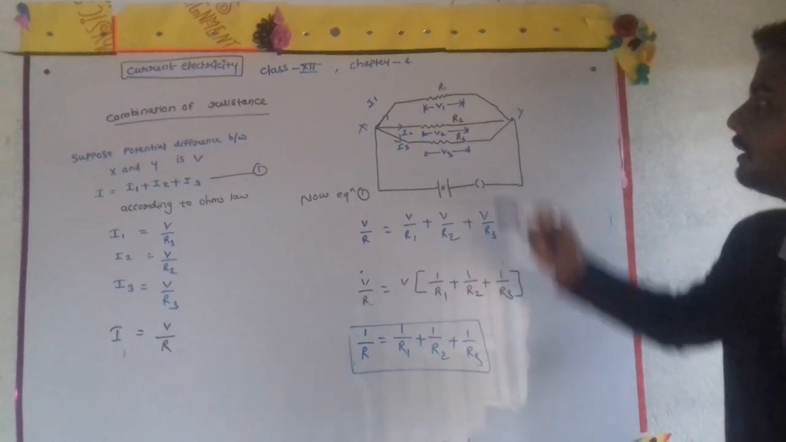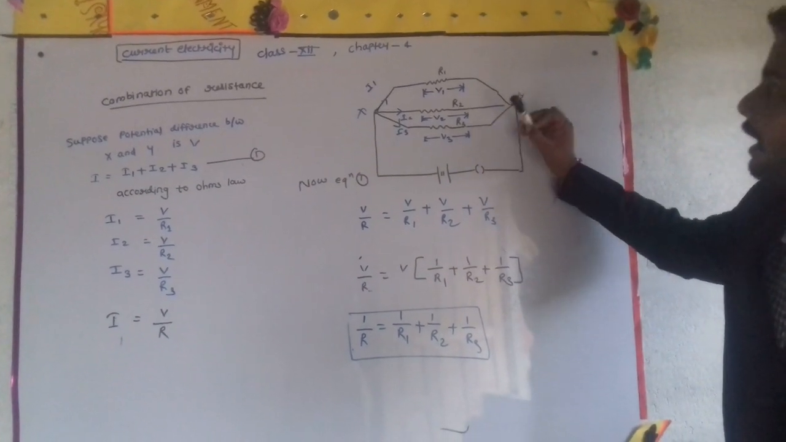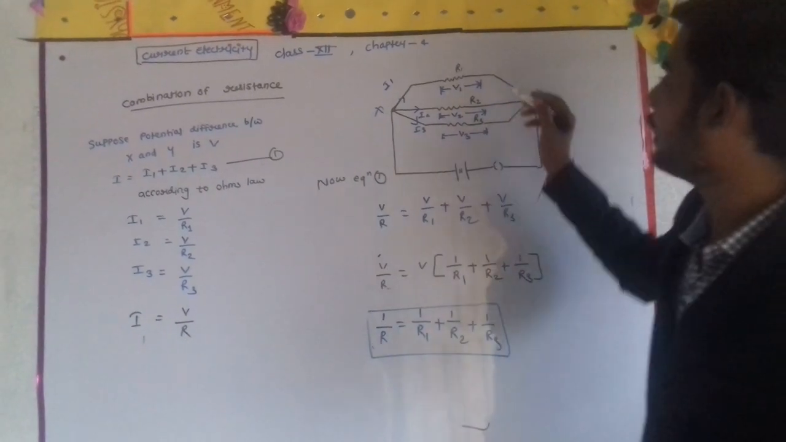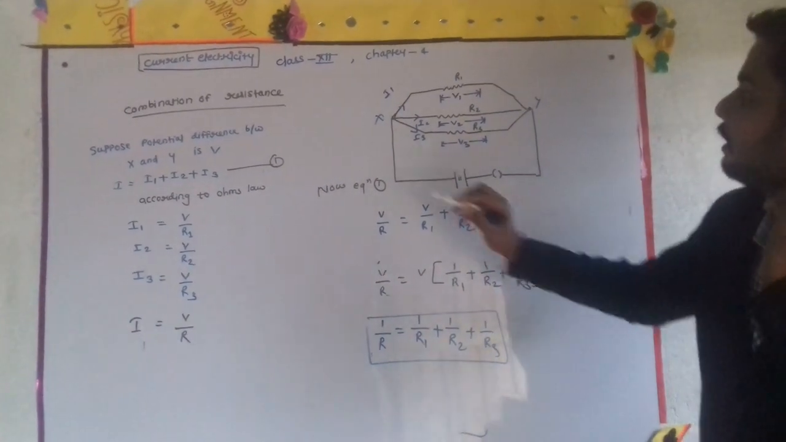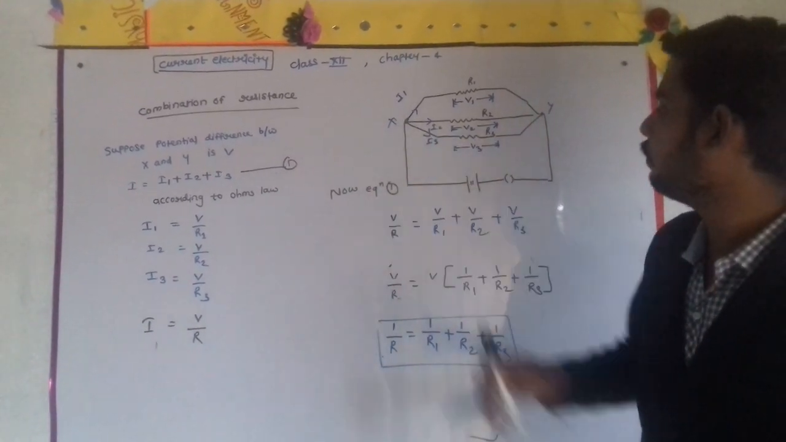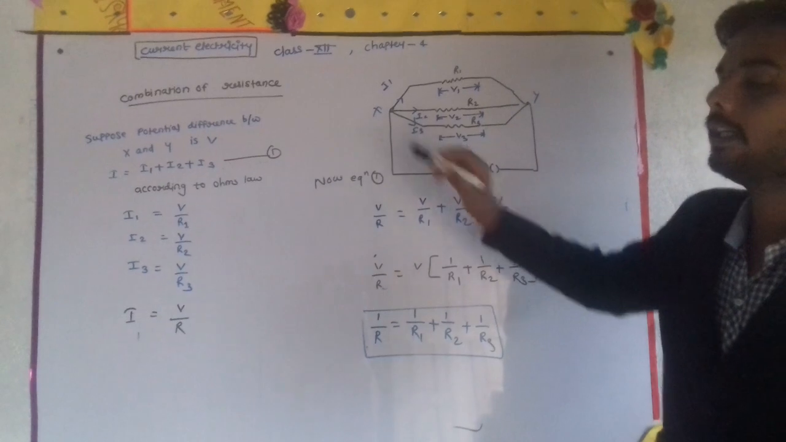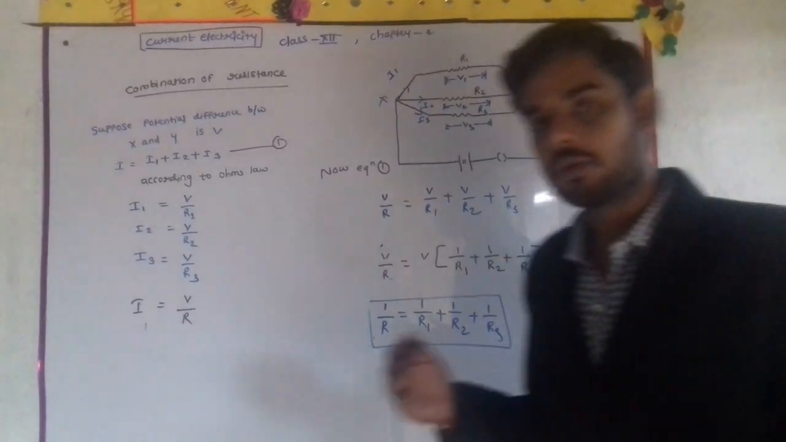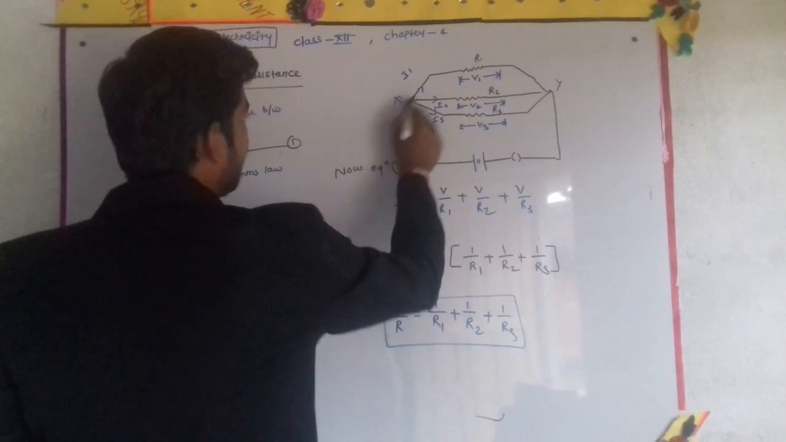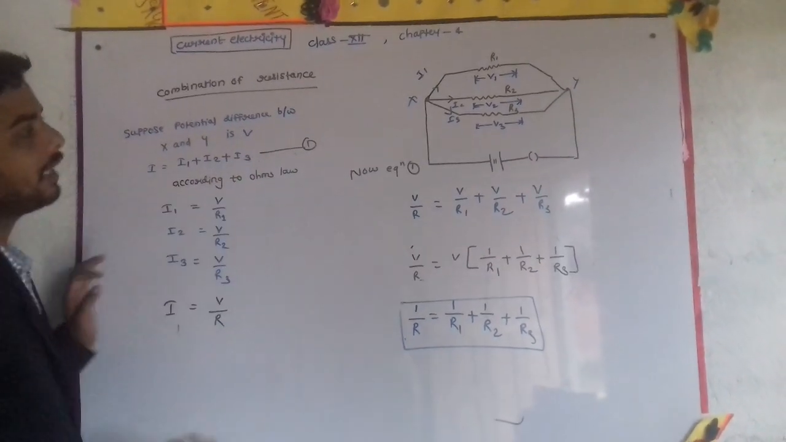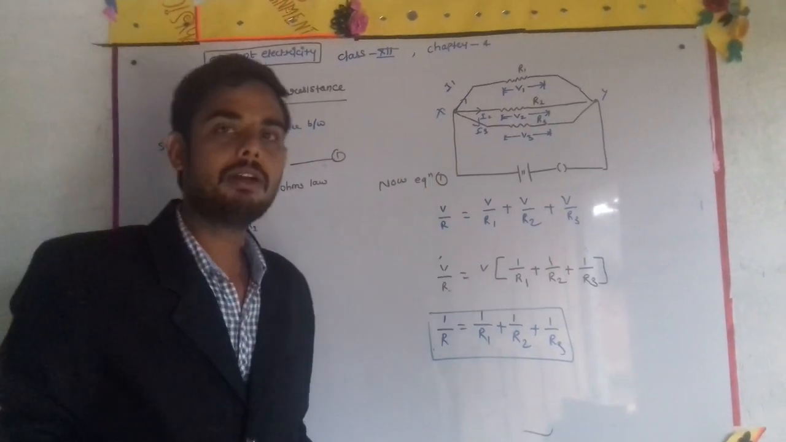So suppose R1, R2 and R3 are connected in parallel and the potential difference across the circuit is V, between X and Y. Then the total current I flows from the circuit. It is divided into three parts, I1, I2 and I3. So what will be the total current? The total current of the circuit will be I equal to I1 plus I2 plus I3. This will be our equation number first.